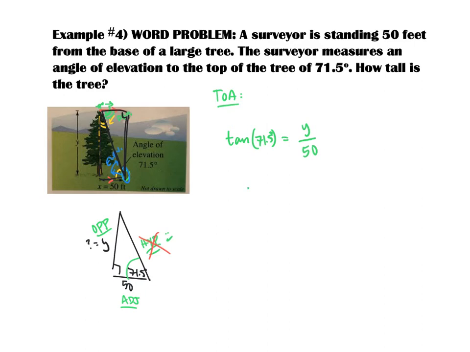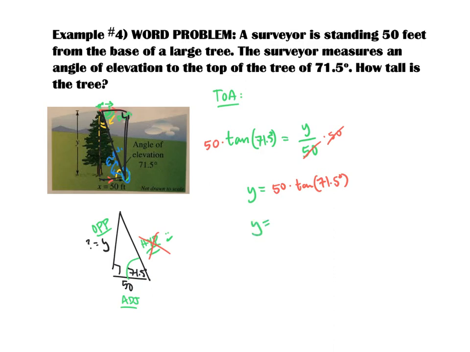I'm real close here. I can now solve by multiplying both sides by 50. So if I multiply this side by 50, the 50's reduce. So I multiplied that side by 50 as well. And what I'm going to end up with is y, and y is the height of the tree.